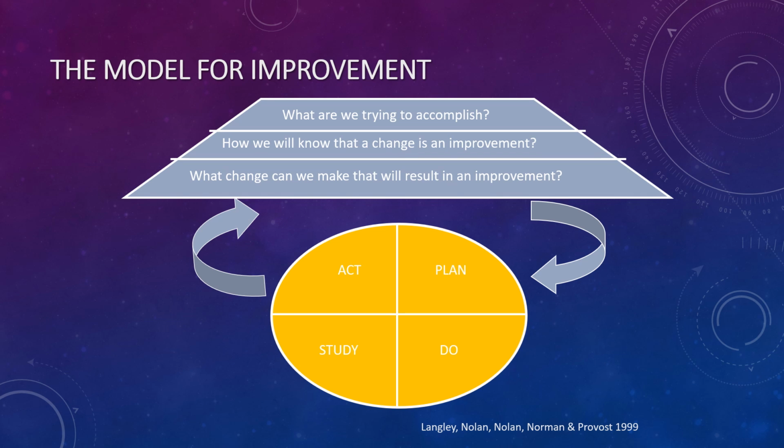So again, you remember this slide from 111. The model for improvement is the PDSA. What are we trying to accomplish here? What is the hospital trying to accomplish in quality improvement? How will we know that the protocol or the change is an improvement? What changes can we make that will result in improvement? So we look at this model to help guide us to the answers to those questions.